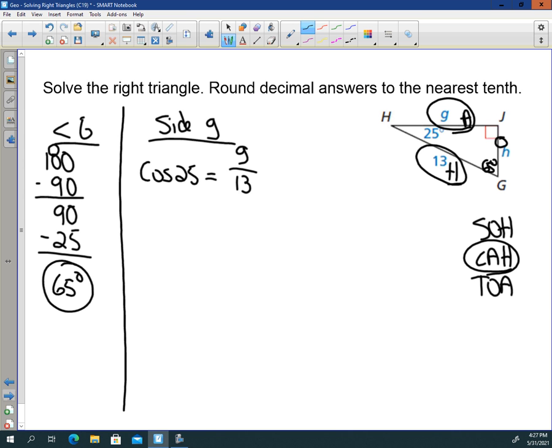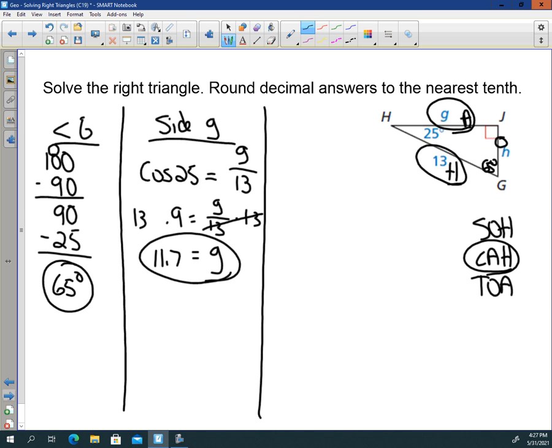And now I've got my equation, so the first thing to do is turn cos 25 into a decimal. Let's see, I'm going to clear that and make sure. 25 cos, yeah, 0.9 equals G over 13. Now I'm going to multiply both sides by 13 to clear that denominator, and I will have the measure of G when I take 0.9 and multiply it by 13. I've got 11.7. All right, so there is G.